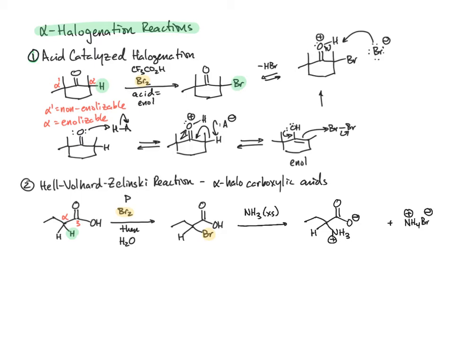Again, we need to use an excess of that because the first equivalent of the ammonia is deprotonating the acid. The subsequent equivalent is then attacking the alpha position to do an SN2 reaction. So again, you've seen this mechanism before. That's SN2, displacement of a good leaving group with a good nucleophile.